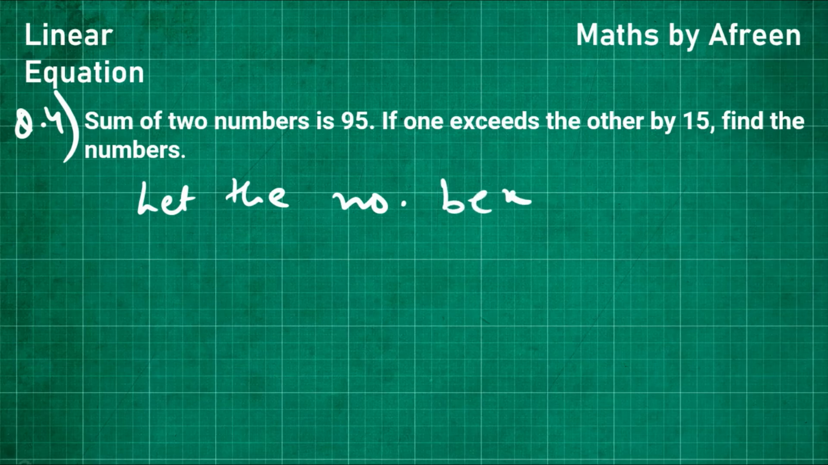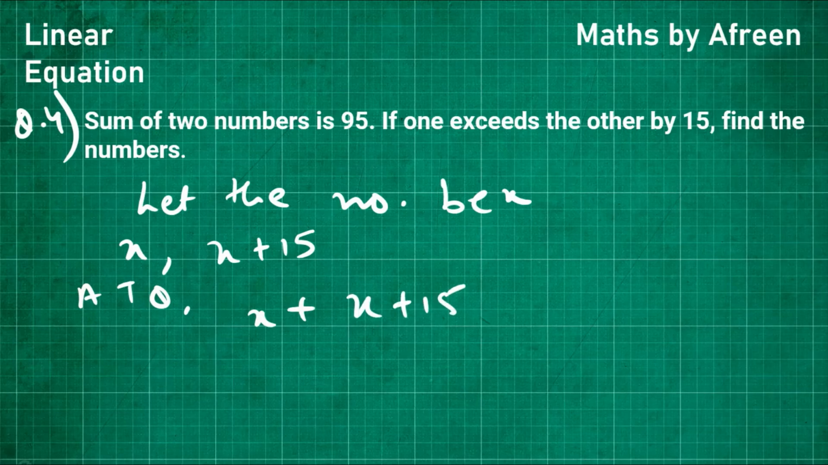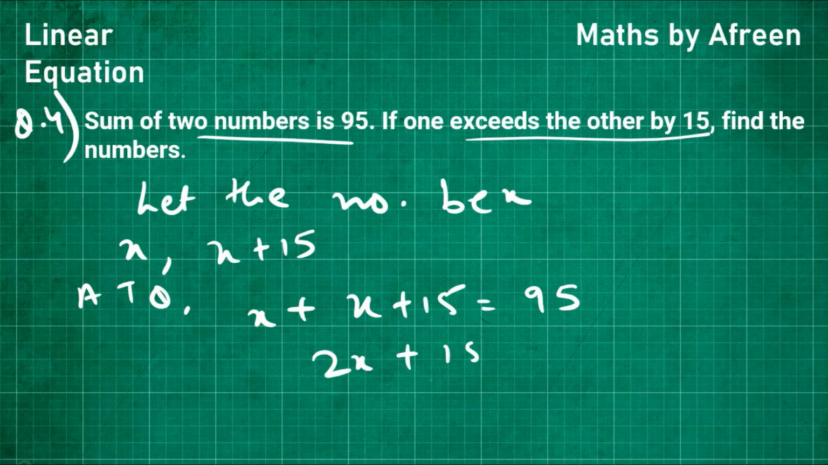Now one is x and the other exceeds the other by 15. If one will be x, so the other will be x plus 15. So according to question, x plus x plus 15, because one exceeds the other by 15, equals 95. Sum of two numbers is 95. Sum means addition. Solve this. 2x plus 15 equals 95. That implies 2x equals 95 minus 15.